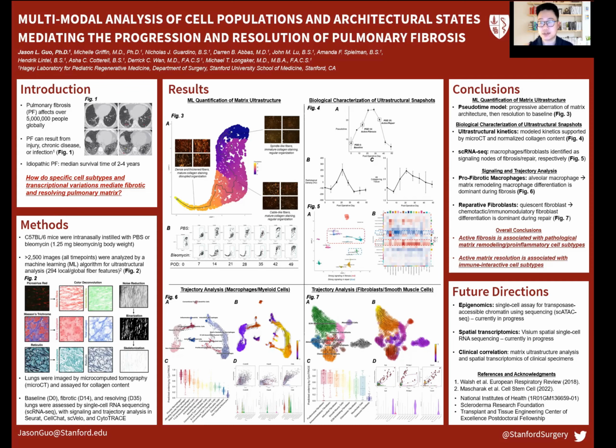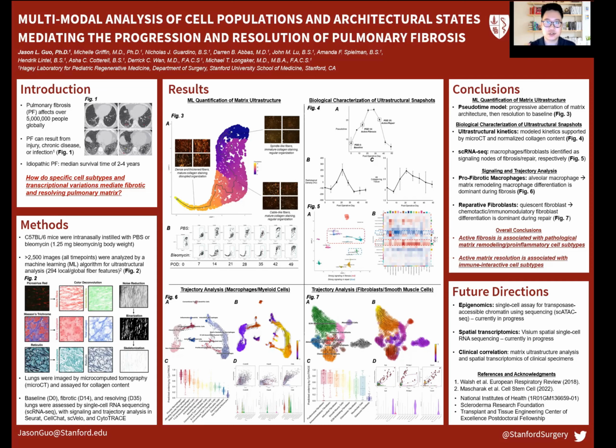Given the importance of the chemotactic and immunomodulatory fibroblast subtypes to active resolution of the matrix, we looked at the genes correlated with the differentiation of immunomodulatory fibroblasts and found a number of genes that represent a B-cell-like phenotype, which supports that these cells essentially have an antigen-presenting and immunomodulatory function.